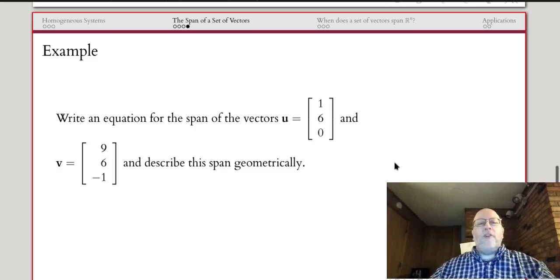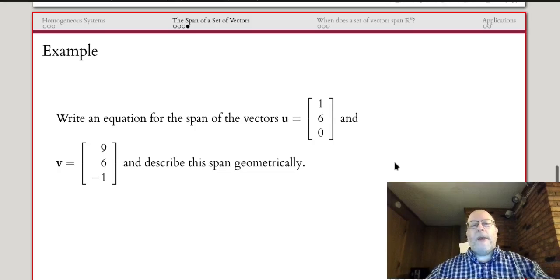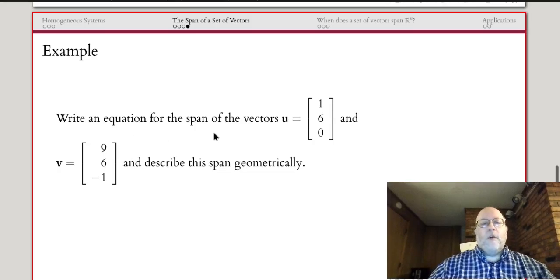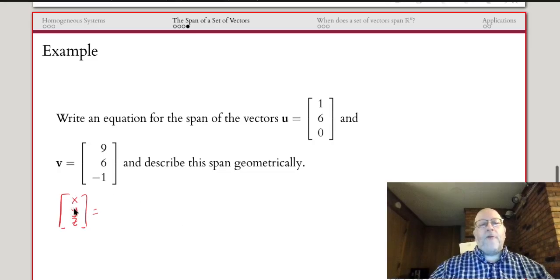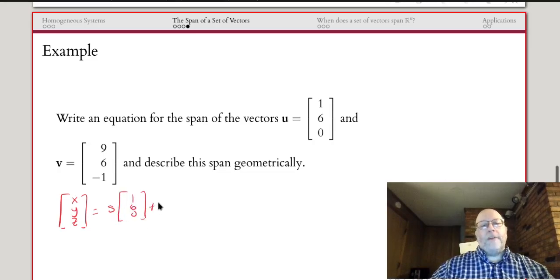So write an equation for the span of these two vectors, and then describe the span geometrically. Well, the equation is actually really easy to write. The equation is that the span contains every single vector that's a linear combination of u and v. Well, that would just be some parameter s times (1, 6, 0) and some other parameter t times (9, 6, 1).